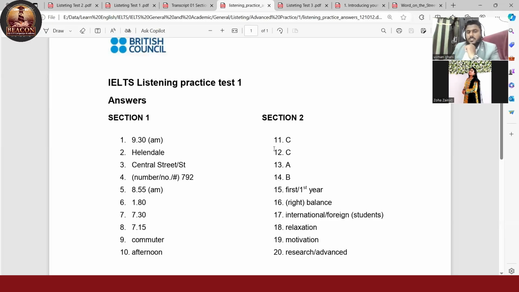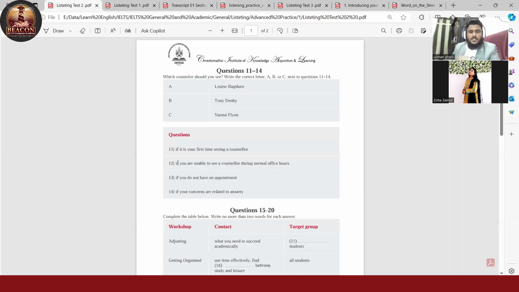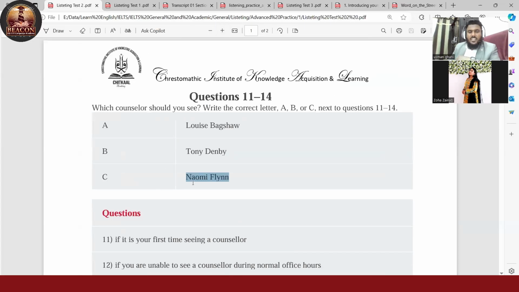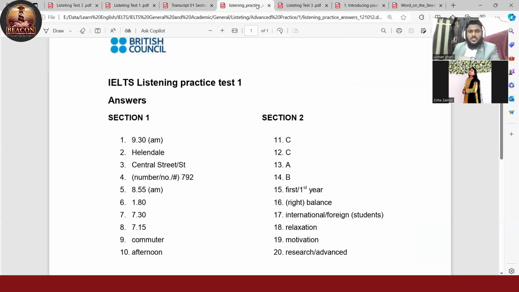How did you perform in section 2? Basically, I wrote the names of the persons. Okay, it was about the counselors. No issue. I wrote Naomi Flynn. That was the first answer. And C. Let us check. It is C actually. Naomi Flynn is the C. Where are the answers? I think here the answers are. Let me check the answers first. There we go. That is C. Okay. And the second one is?